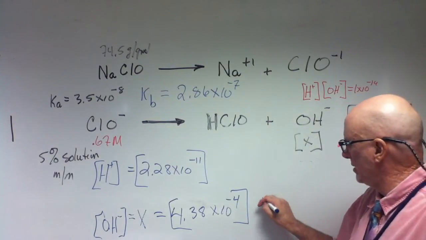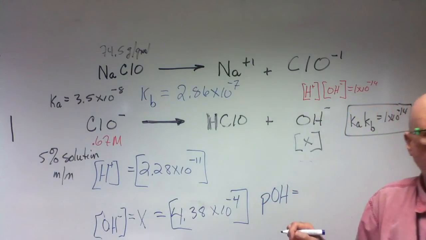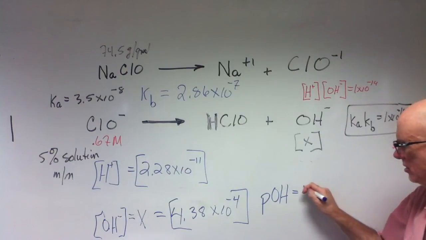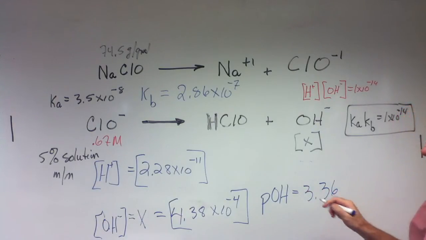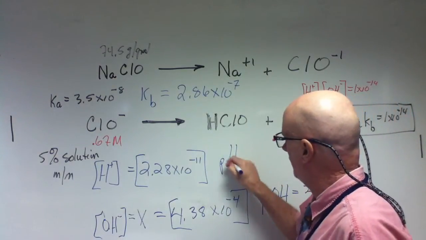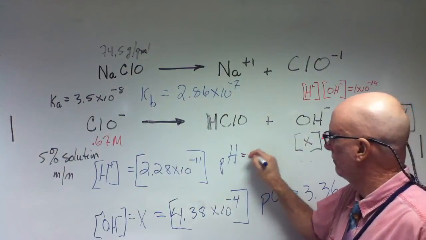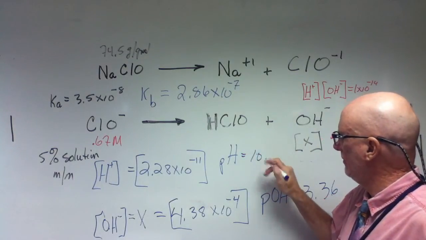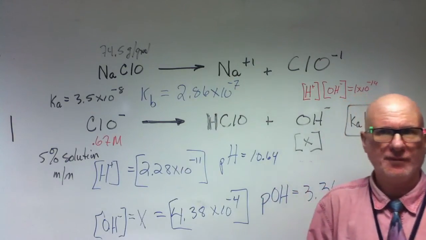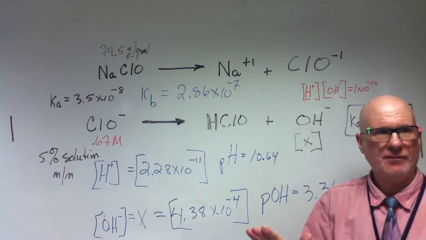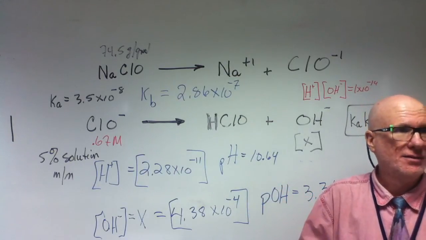Okay, so the POH, just give me 2 decimal places. 3.35. 36. 3.36? Yeah. Okay, good. And what would the pH be? 10.64. 10 point what? 64. 10.64. Easy. All right, fine. It's not terrible, right?